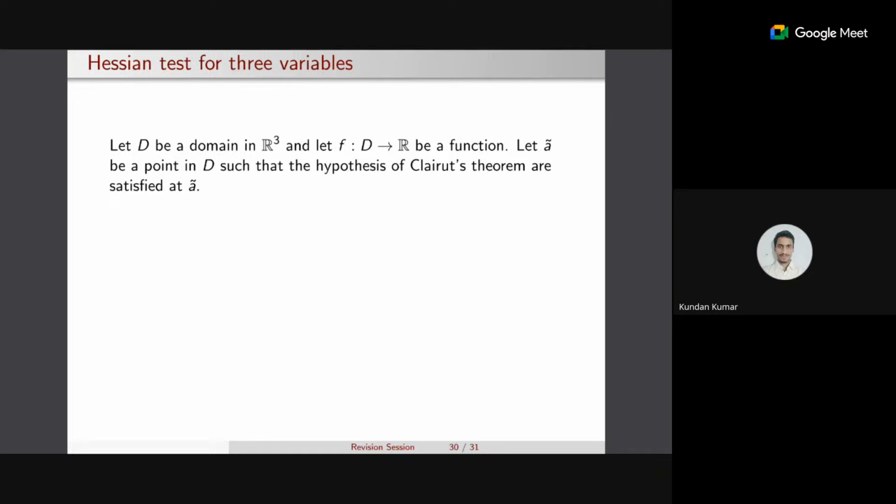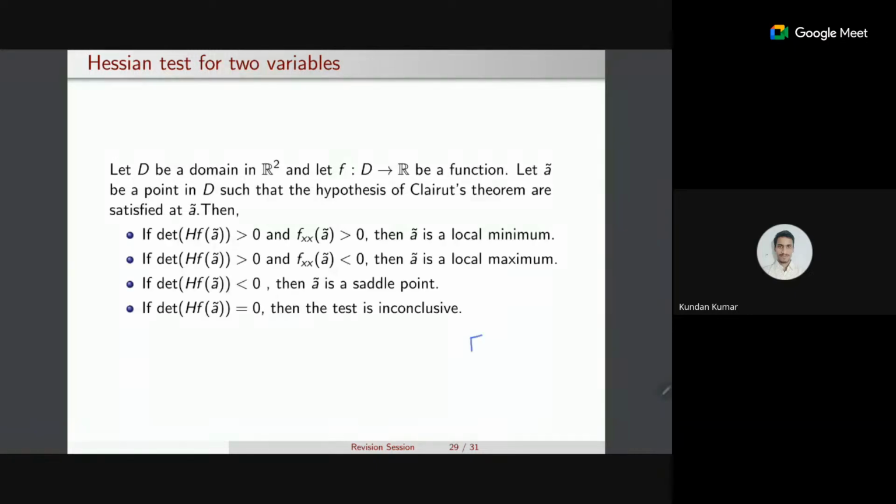So here what do we have? Here you have fxx, fxy, fxy.